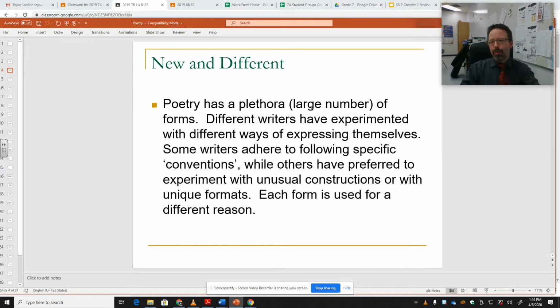Poetry has a plethora. There's a new word for you. A plethora is a large number. So poetry has a large number of different forms. Different writers have experimented with different ways of expressing themselves, and some writers adhere to following specific conventions, while others have preferred to experiment with unusual constructions or with unique formats. Each form is used for a different reason.